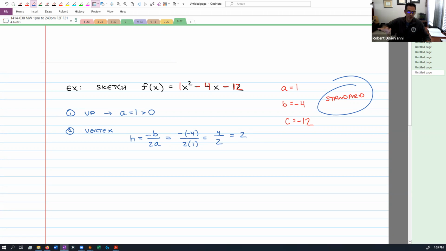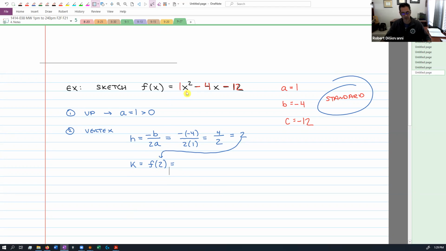That's how we find h. It's just plug and chug, right? Just plug in numbers, crank out the answer. K, on the other hand, is what you get when you plug that answer 2 into the function. So it's really important to understand that if you mess up h, k is going to be wrong, right? So you've got to really make sure you get your h right.